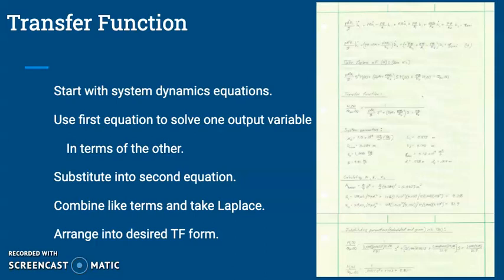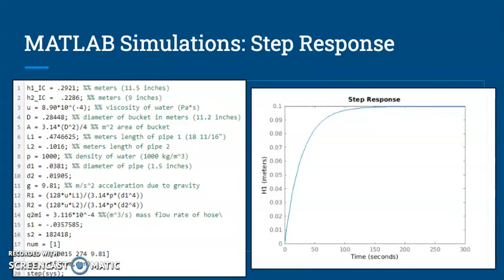Once we had those equations, we could then calculate the transfer function. So we took the dynamics equation for one bucket and solved one parameter in terms of the other, in this case H2 in terms of H1. We then substituted that into the second dynamics equation, combined all our like terms, and arranged that into the desired transfer function form, in this case H1(s) over Q2in(s). We then used that in MATLAB to run simulations.